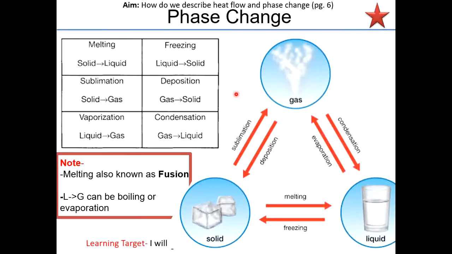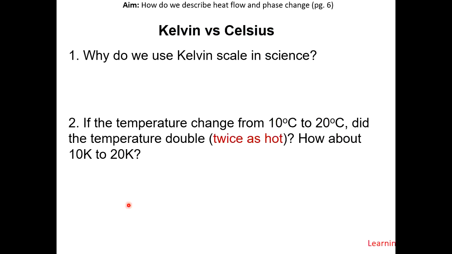Here's another diagram showing the phase changes. Keep in mind, melting can also be known as fusion, and from liquid to gas can be boiling or evaporation. Now I want you to read an article on page 7 about the Kelvin scale. Pause the video and resume once you read it.